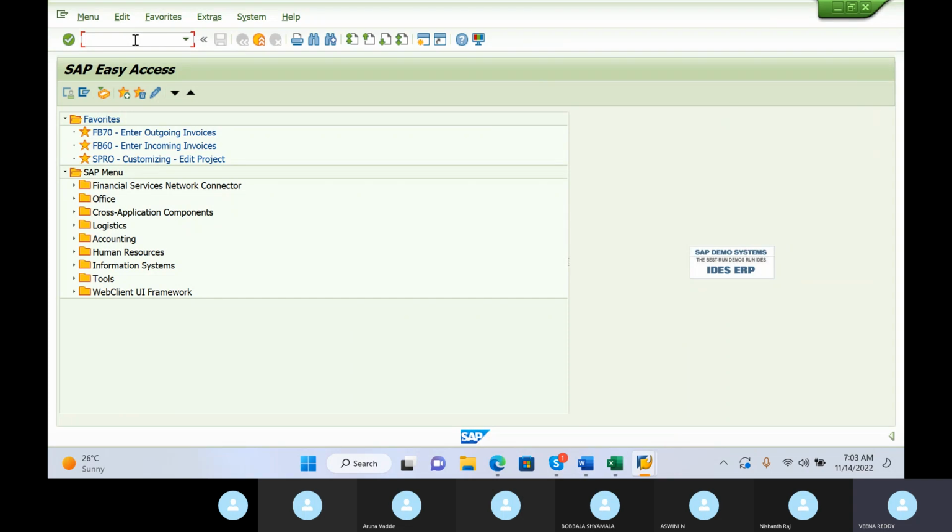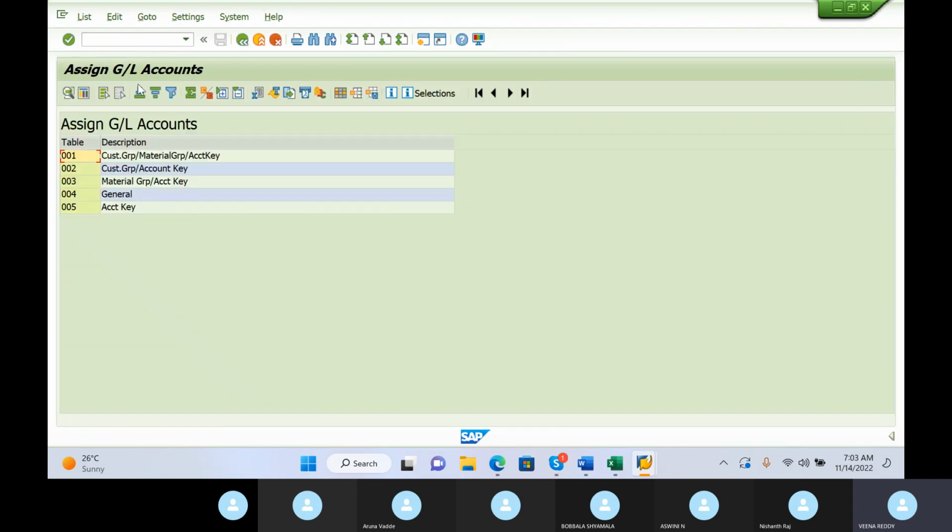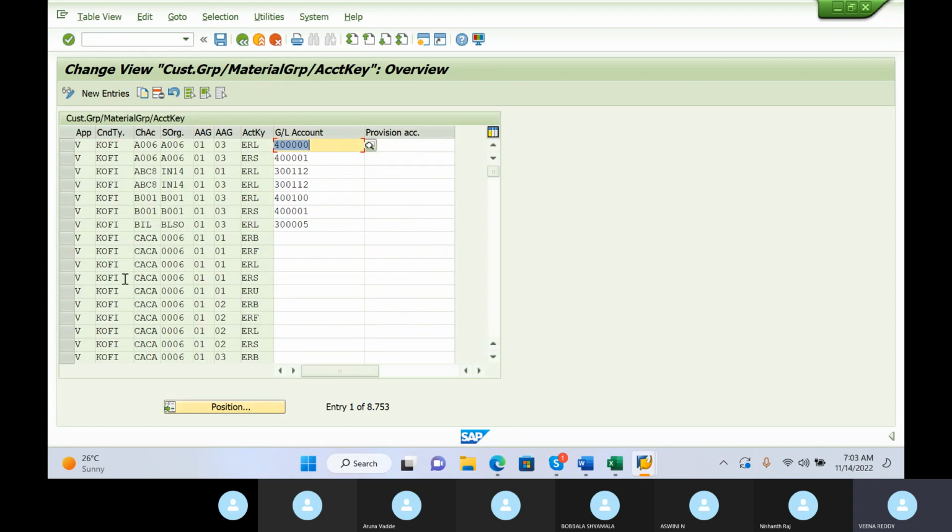I will show where these are, in VKOA. As I said, the integration starts from the VKOA level, right? I'll go directly to VKOA. Here SAP has given standard tables, 5 tables. Coming to the first table, here is the combination of customer group, material group, account key. We'll just go inside. Okay, here we'll give the application.